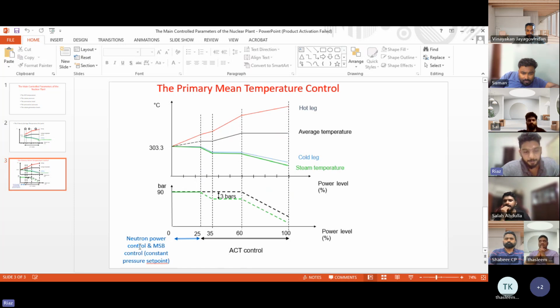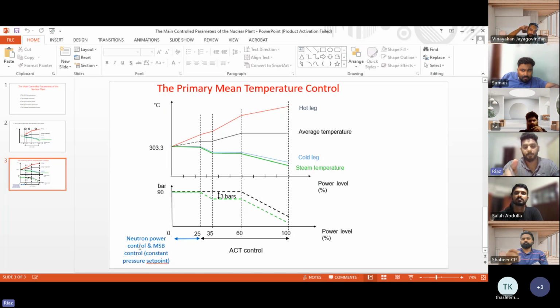So what's the difference? In neutron control mode, that is below 25% of full power, the neutron flux or neutron power will be greater than the generator side. How are we keeping it like that? We have the MSB, the main steam bypass system, so we will be keeping MSB open. The excess steam will be bypassed and condensed and given back.